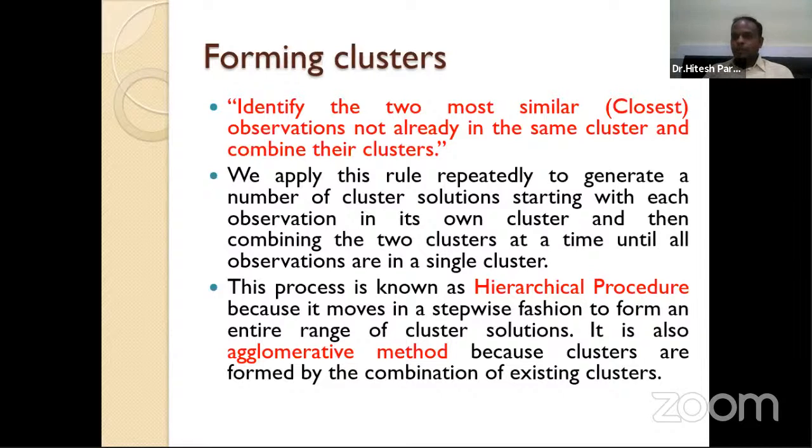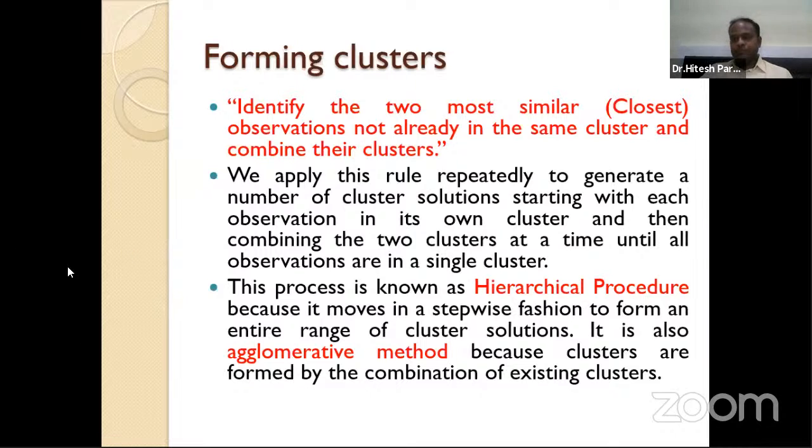This process is known as a hierarchical procedure because it moves in a stepwise fashion through a hierarchy. For example, in this case, from 7 clusters to 6 clusters to 5, 4, 3, 2, 1 in that way. This method is also agglomerative because clusters are formed by the combination of existing clusters. So once two respondents are combined, another respondent will be combined with these two in our next step. That is why this is also known as the agglomerative method.